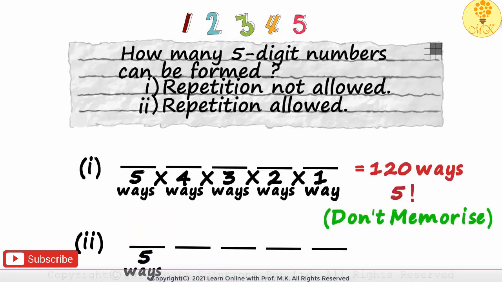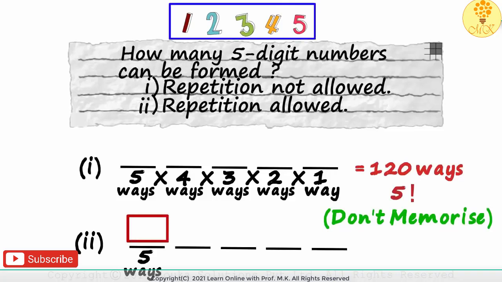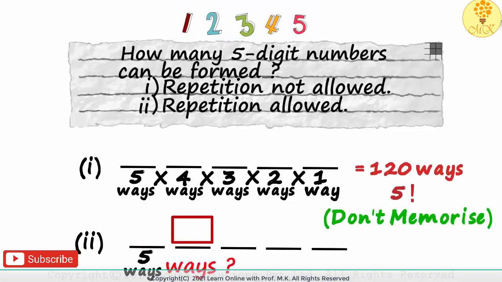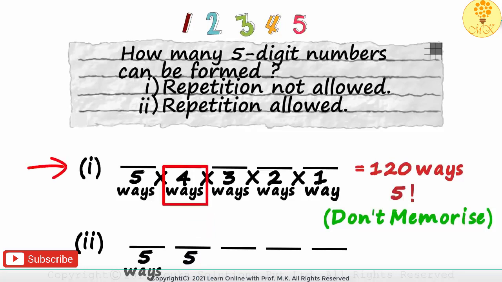Now I want you to answer the next question. Having filled the first slot with any one of the digits, in how many ways can the second slot be filled? As repetition is allowed, it doesn't matter which digit we have filled in the first slot. The second slot can be filled in 5 ways again. Why was it 4 in the previous case? Because we cannot reuse the digit that was used in the first slot.